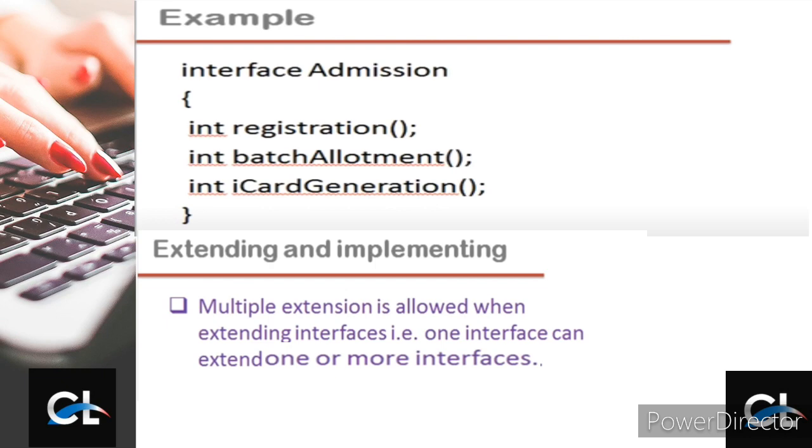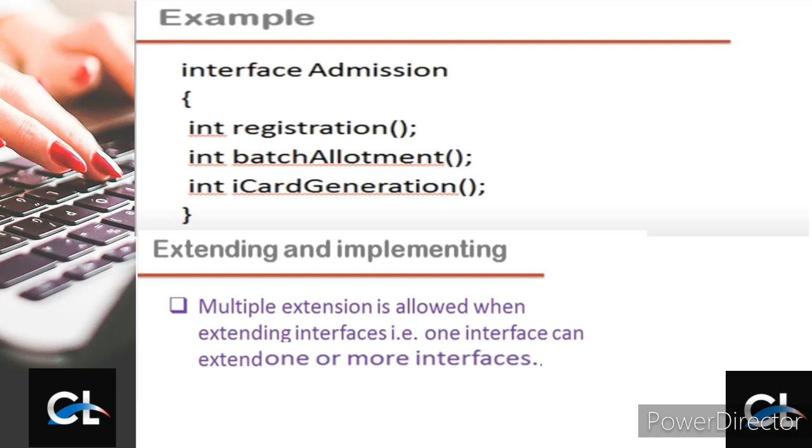Multiple extension is allowed when extending interfaces, that is, one interface can extend one or more interfaces. Again, I repeat the same thing. Multiple inheritance is not supported by Java. If we have two superclasses and one subclass, at a time we cannot extend the common properties of both superclasses from the subclass in the concept of inheritance. But if I implement that by using an interface, we can do it.